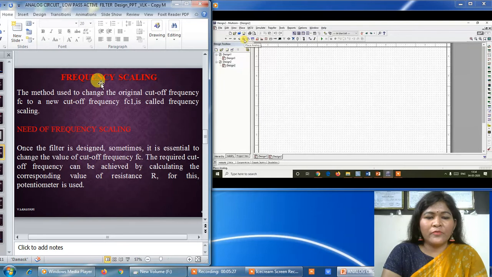Here, what is the frequency scaling term? The method used to change the original cutoff frequency fc to a new cutoff frequency is called frequency scaling. So why the need for frequency scaling? Once the filter is designed, sometimes it is essential to change the value of the cutoff frequency. The required cutoff frequency can be achieved by calculating the corresponding value of a resistor. For this, we'll also use a potentiometer in the circuitry.